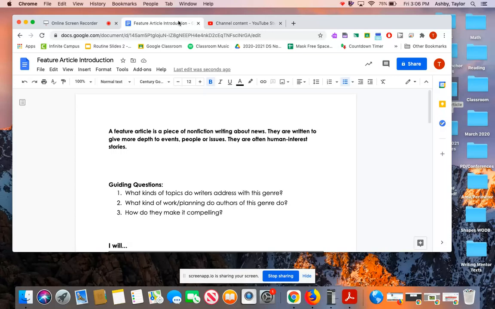As a review, a feature article is a piece of nonfiction writing about news. They are written to give more depth to events, people, or issues. They are often human interest stories. Today, our focus is the types of topics writers address in feature articles. We know that feature articles are nonfiction, so they have to be about an event that has happened. They have to be about a real person or animal, and they also could be about a specific issue that has happened.